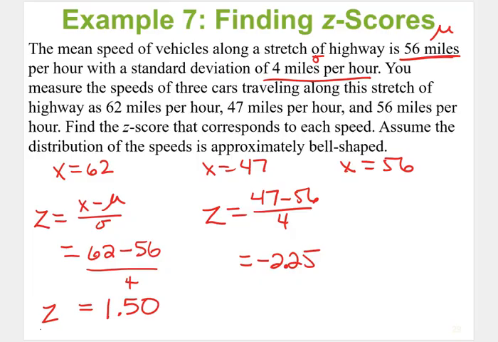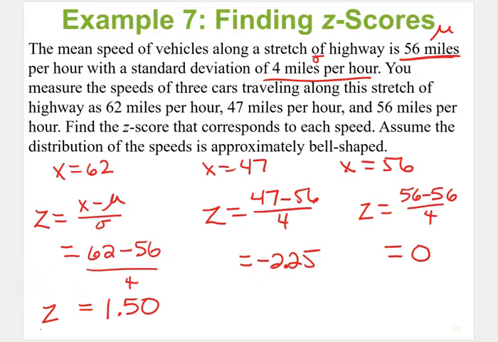So that person is going 2.25 standard deviations below the mean. That's probably the driver we're all yelling at. All right, and the last driver, 56, so 56 minus the mean over 4. Well, 0 divided by 4 is still 0. So that means that person is traveling the mean speed for that stretch of highway.